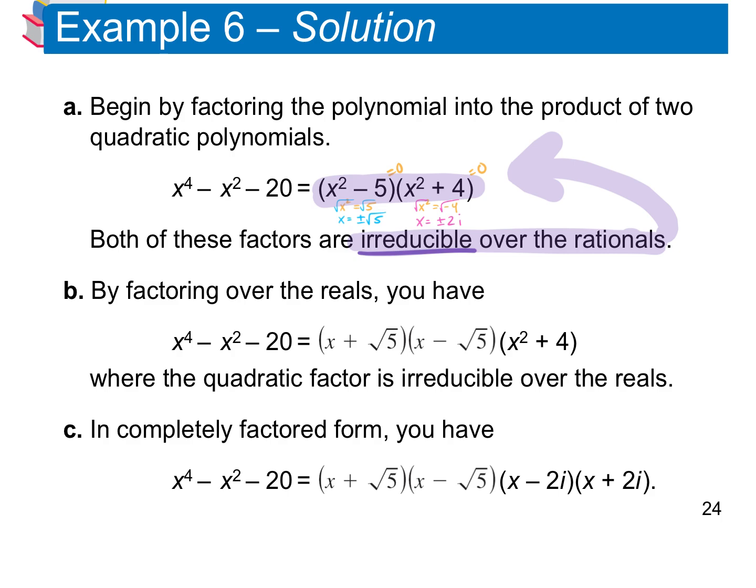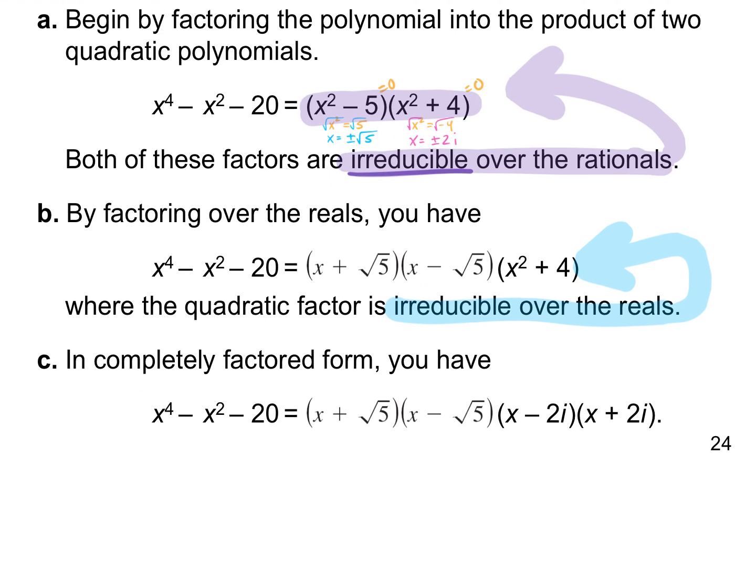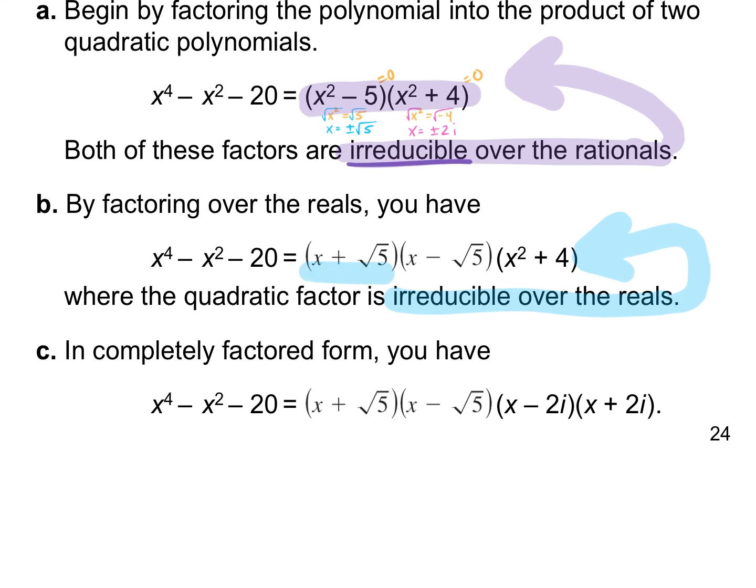For B, this would be irreducible over the reals, meaning that we only want real numbers in our solution. So here we don't put the imaginary ones. So irreducible over the reals, we would put the real solutions, but not the imaginary solutions. We leave the imaginary part as just x squared plus 4, kind of the step before we solved it.